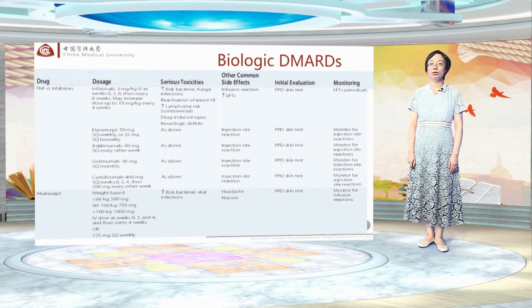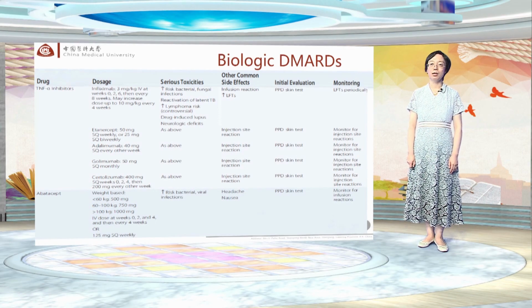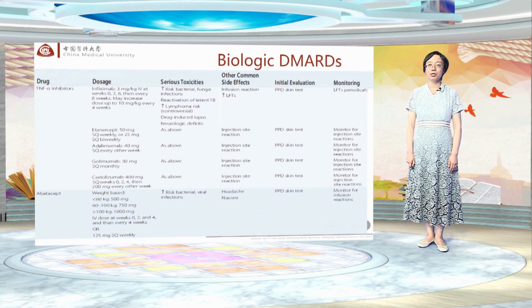Biologic DMARDs have revolutionized the treatment of RA over the past decades. They are protein therapeutics designed mostly to target cytokines and cell surface molecules. The TNF inhibitors were the first biologicals approved for the treatment of RA. Currently, 5 agents can be used. There are 3 different anti-TNF monoclonal antibodies. Infliximab is a chimeric monoclonal antibody, whereas adalimumab and golimumab are humanized monoclonal antibodies. Certolizumab pegol is a pegylated Fc-free fragment of a humanized monoclonal antibody with binding specificity for TNF-alpha.